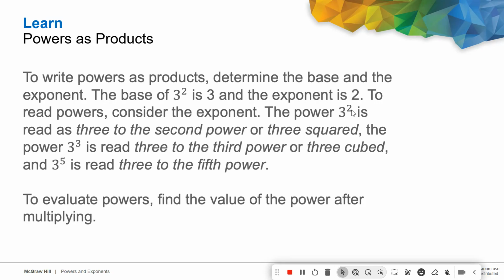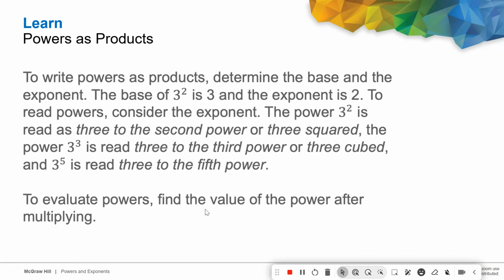The power 3 to the second power is read as 3 to the second power or 3 squared. Wow, I said that before I read it. I'm so smart. The power 3 to the third power is read 3 to the third power or 3 cubed, and 3 to the fifth power is read 3 to the fifth power. They don't all have fancy words like squared and cubed. Those are just common ones. So those have fancy words. They don't all have that.